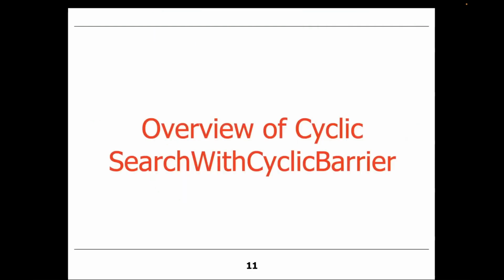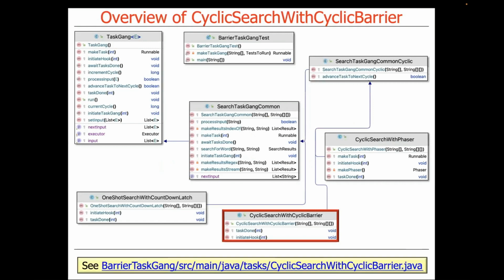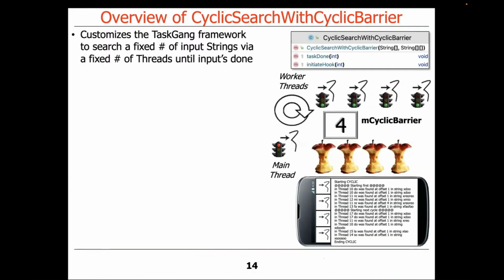As you can see here, we're now going to talk about the CyclicSearchWithCyclicBarrier class implementation. And this is available at this link, and it uses a CyclicBarrier to keep searching a fixed number of input strings using a fixed number of thread objects until there's no more input to process in the cycle. Now, what we're going to do here is customize the TaskGang framework to use a CyclicBarrier, keep going until the input is done.